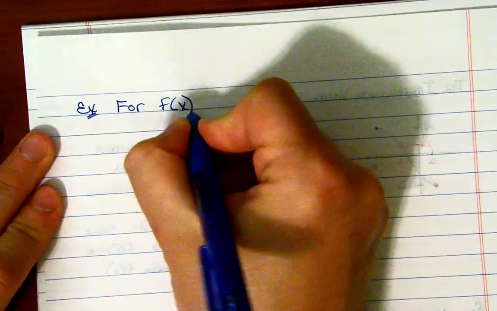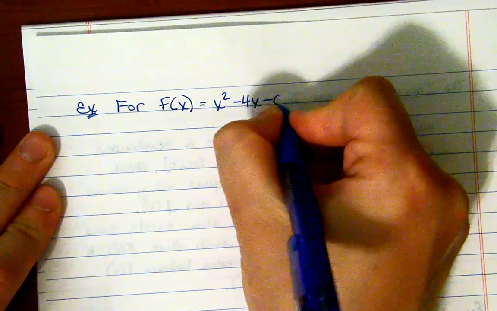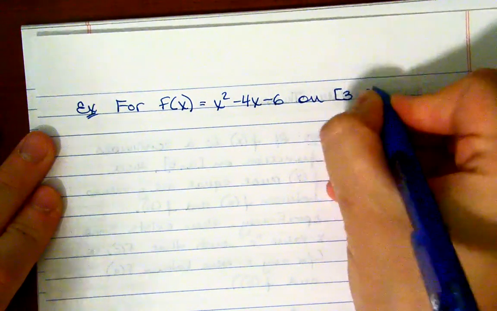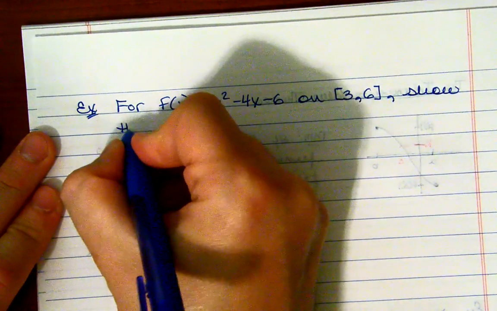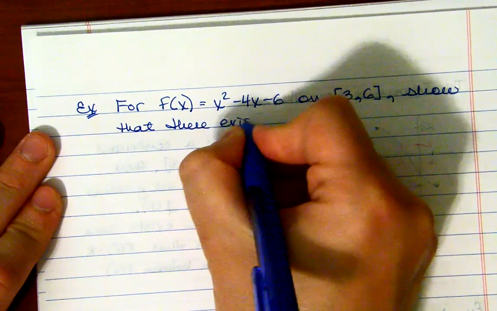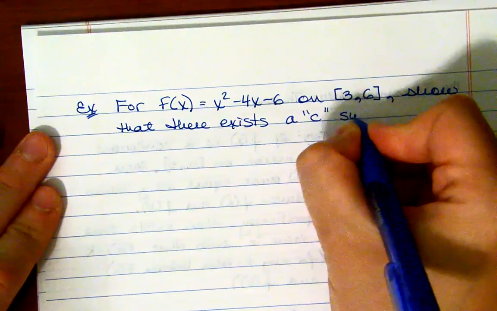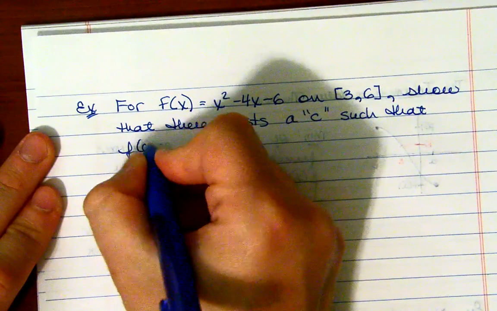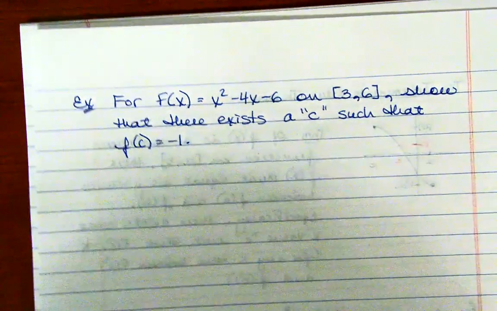For f of x equals x squared minus 4x minus 6 on the closed interval from 3 to 6, show that there exists a c such that f of c equals negative 1. I want you to prove to me that somewhere this function is going to equal negative 1.